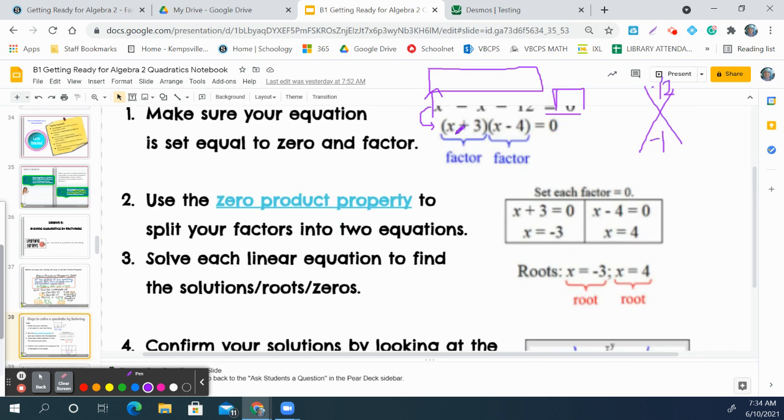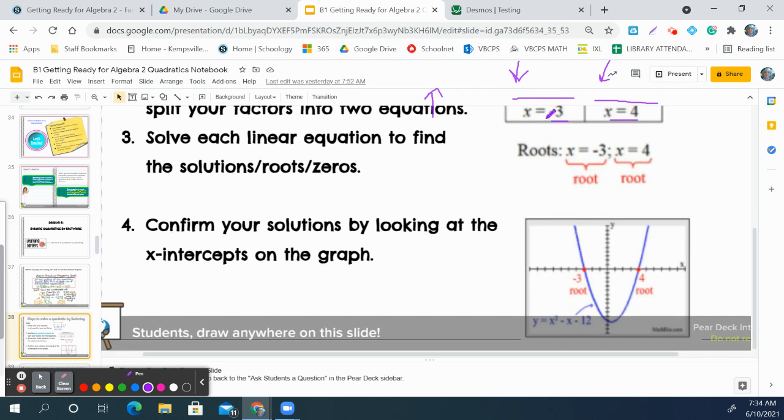Then you're going to set each factor equal to 0. So I took this x plus 3 and made it equal to 0, and I took the x minus 4 and made it equal to 0, and you just solve. So we did that too. We asked ourselves, what will make this 0? And the answer is negative 3. What will make this 0? And the answer was positive 4. Those are the roots, right? So a factor of x plus 3 is at negative 3, and a factor of x minus 4 is at positive 4. You guys remember this from algebra? Kind of, sort of, maybe?